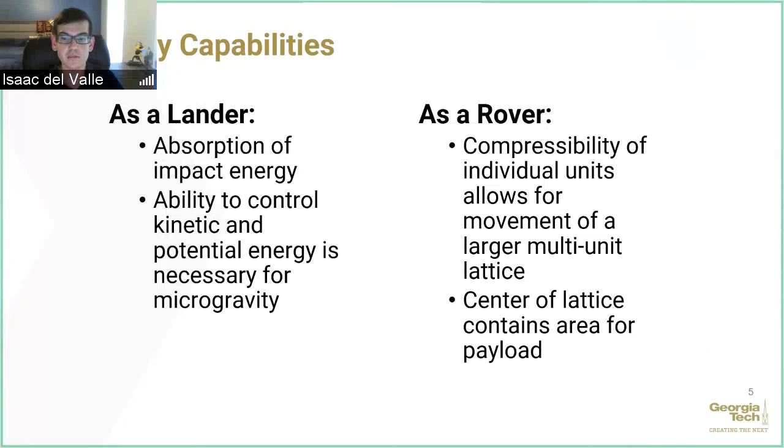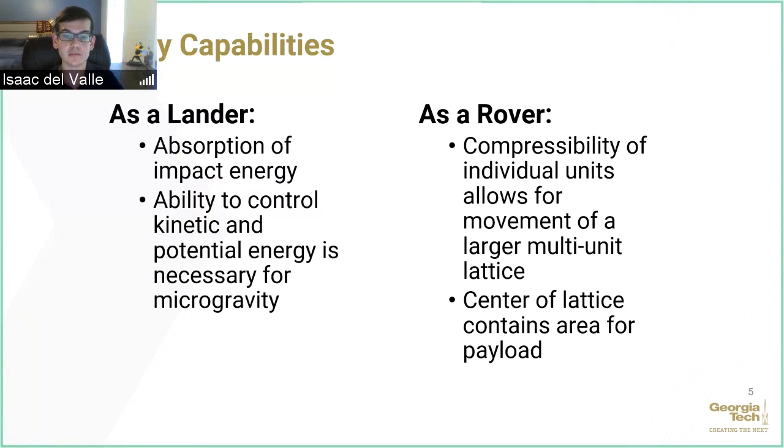This ability to control kinetic and potential energy is imperative for low microgravity environments. This is made evident by missions like Hayabusa, a probe attempting to land on an asteroid that bounced a kilometer off target after impacting the asteroid surface. Also, because each unit of the Tensegrity lattice can compress individually, this allows for certain maneuvers to be performed, such as a jump or flip.